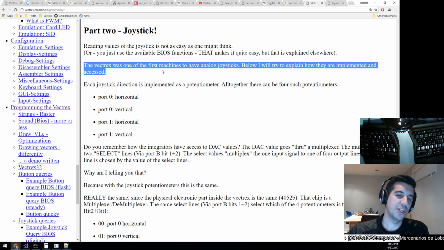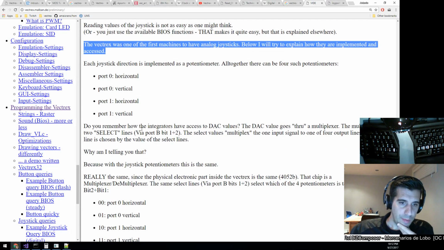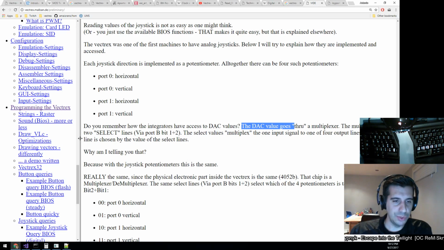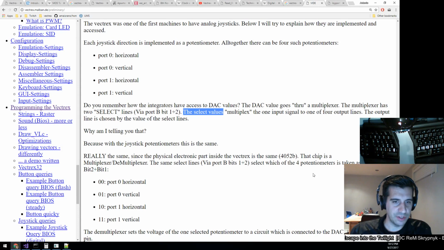Each joystick direction is implemented as a potentiometer, although altogether there can be 4 such potentiometers, right? Do you remember how the integrators have access to DAC values? The DAC value goes through a multiplexer. The multiplexer has 2 select lines via port B bit 1 to 2. The select values multiplex the one input signal to one of 4 output lines. The output line is chosen by the values of the select lines.